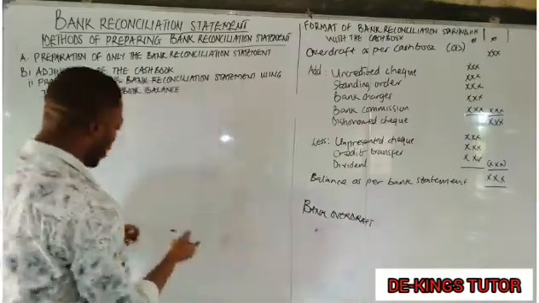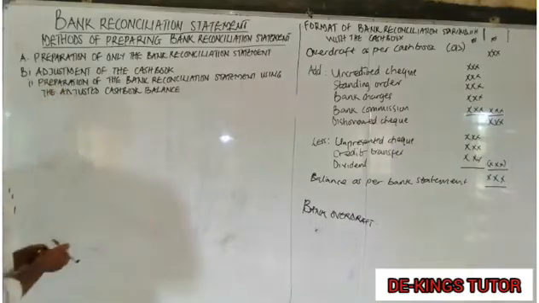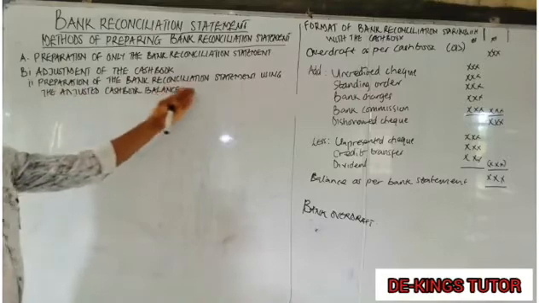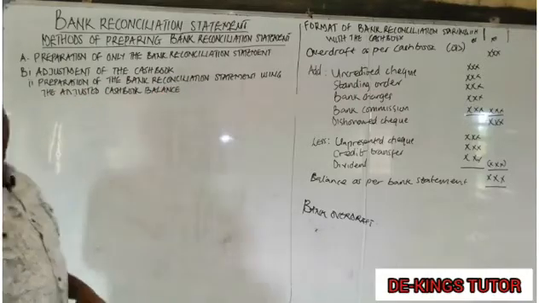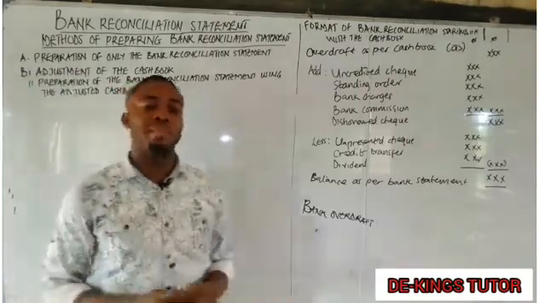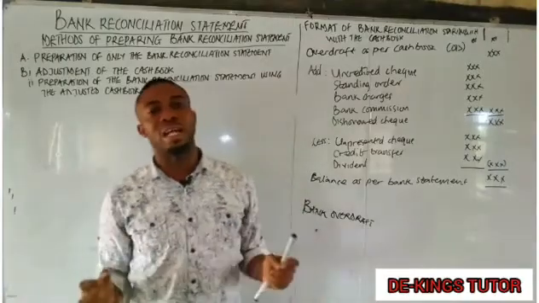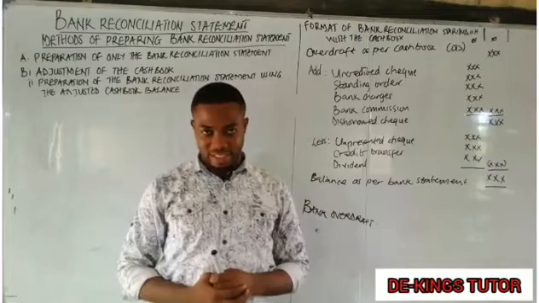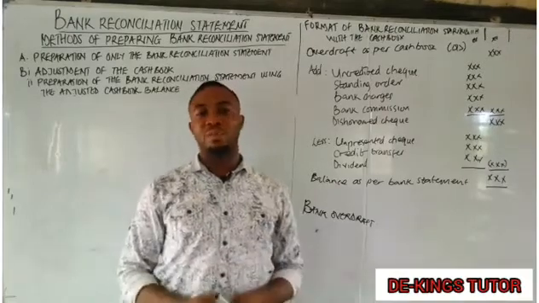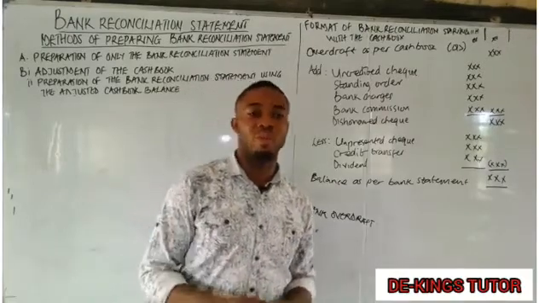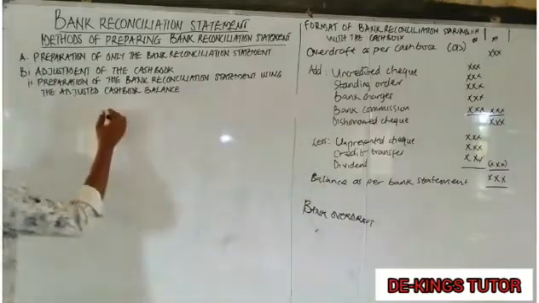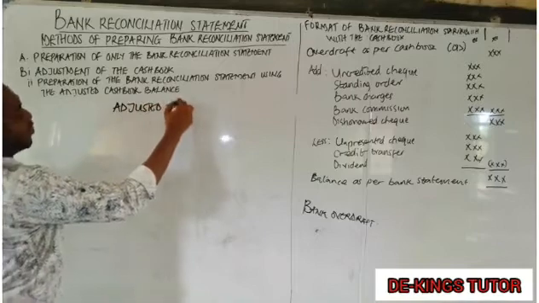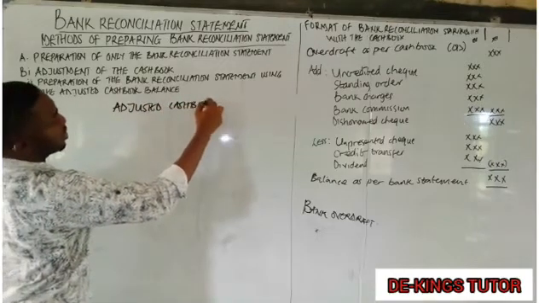Okay? So now the second method, we said we'll prepare an adjusted cash book and prepare the bank reconciliation using the adjusted cash book balance. Now, most times the question might not say adjusted cash book. They might say write the cash book up to date, or update the cash book. It still means adjustment of the cash book. So for the second method, I will just write adjusted cash book from what was given in the question.